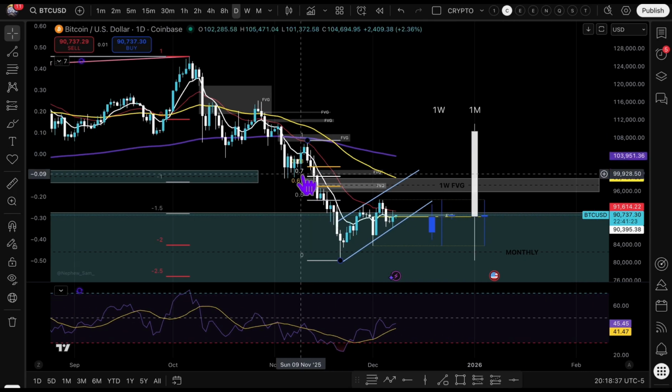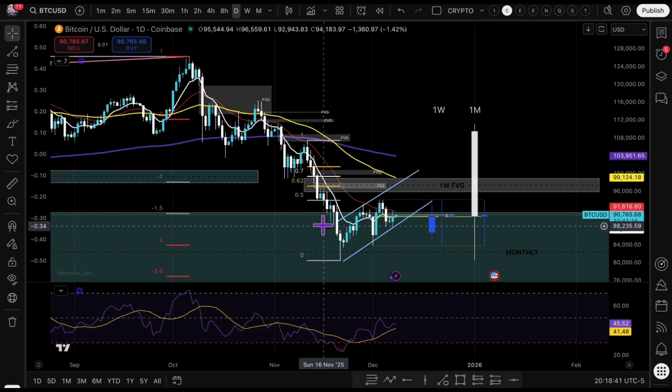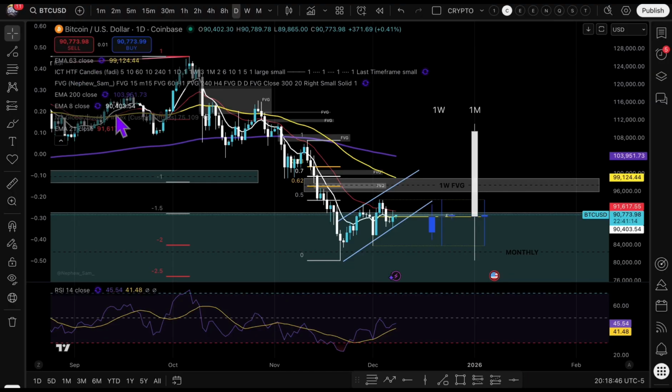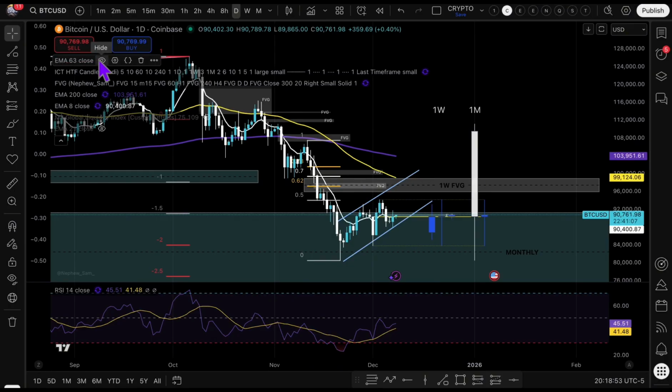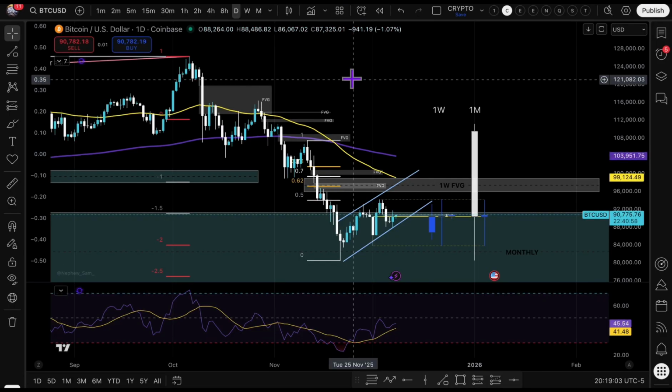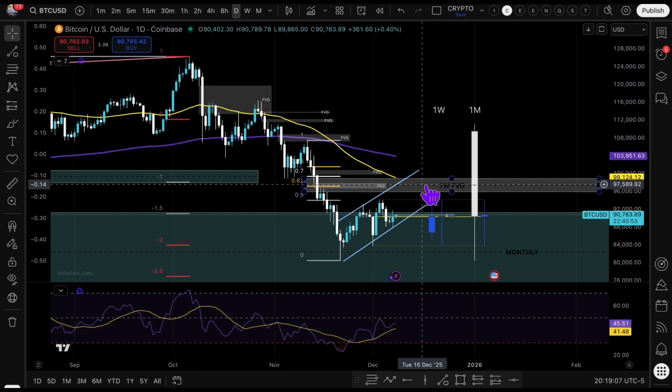And what we have here is Fibonacci drawn out with your discount and premium, if you're shorting. And let's get rid of the daily EMAs actually. So we have that, and then we have a 1 week fair value gap here. It's a bearish fair value gap.